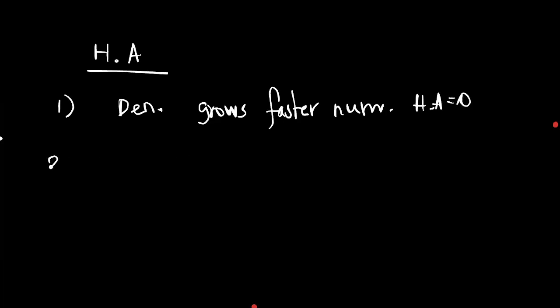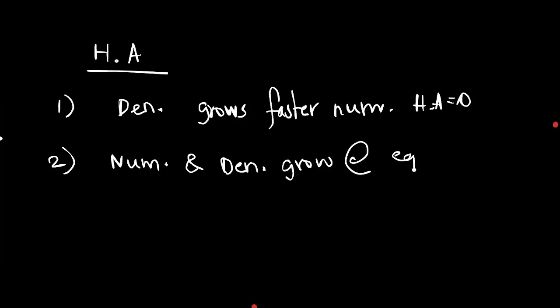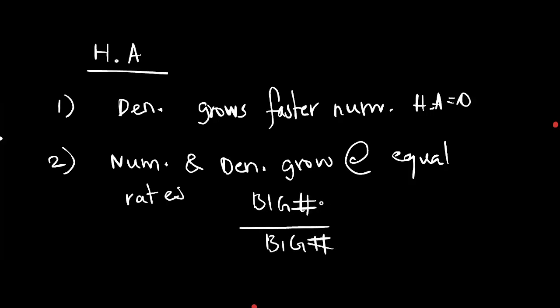Now what about when our numerator and denominator grow at equal rates? If they're growing at equal rates, well then, for example, if you have a big number in the numerator and another big number in the denominator, then this is equal to 1. But actually, more specifically, it's going to be equal to the ratio of the coefficients of the numerator and denominator. And I promise that will make more sense when we look at an example problem. I promise it may sound more complicated than it really is.